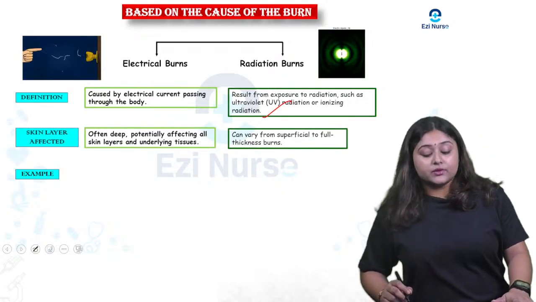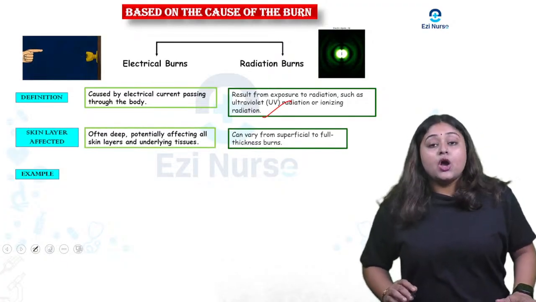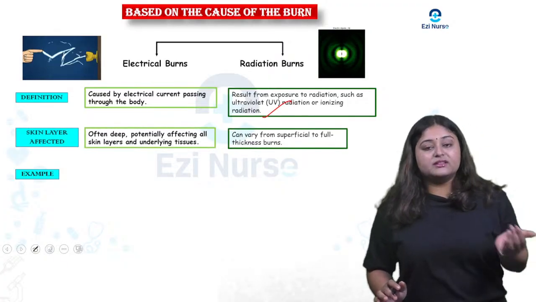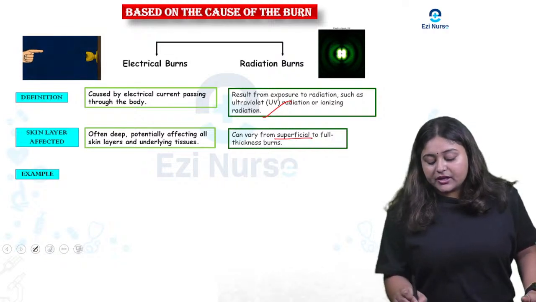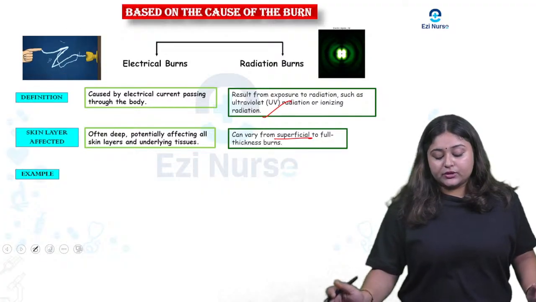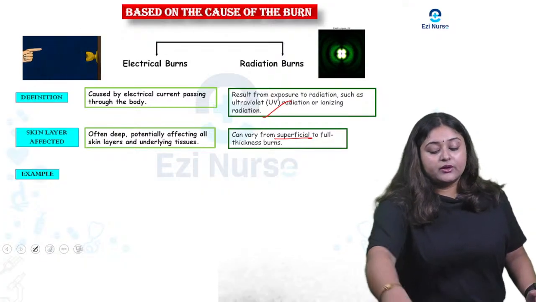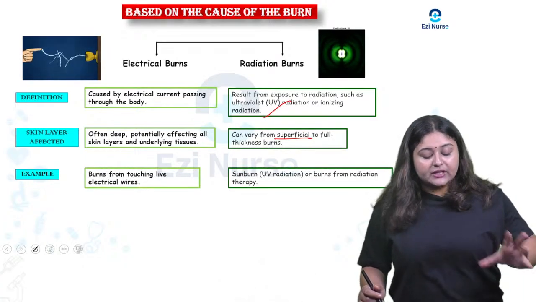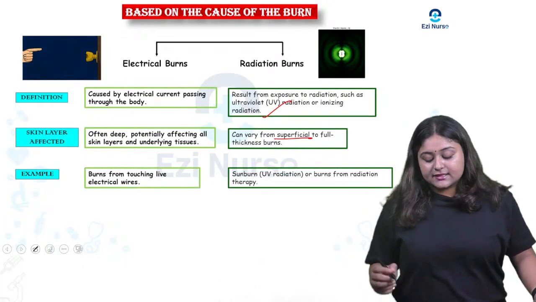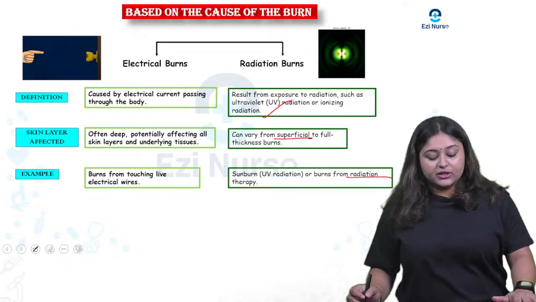So which skin layer is going to be affected? For the electrical burns, often deep, potentially affecting all the skin layers and underlying tissue or tendons also. And for the radiation burn, it can vary from superficial to full thickness burns. Okay, so now come to the next, that is example. So burns from touching live electrical wires, and sunburn or burns from radiation therapy.